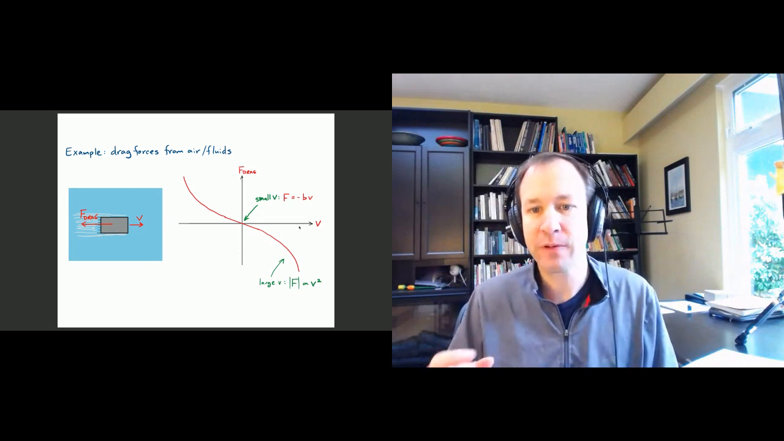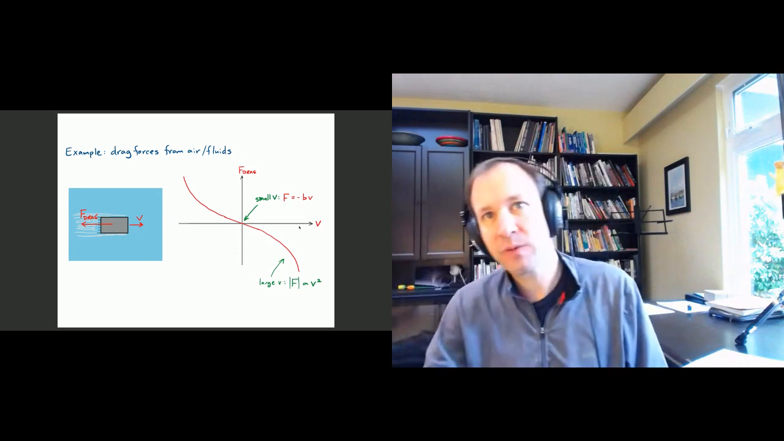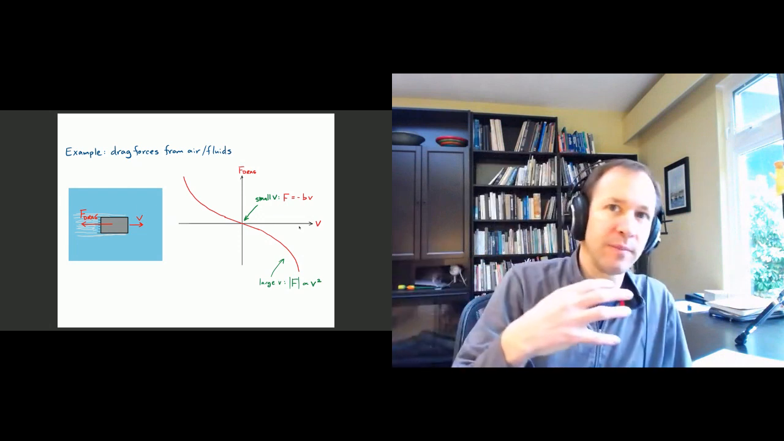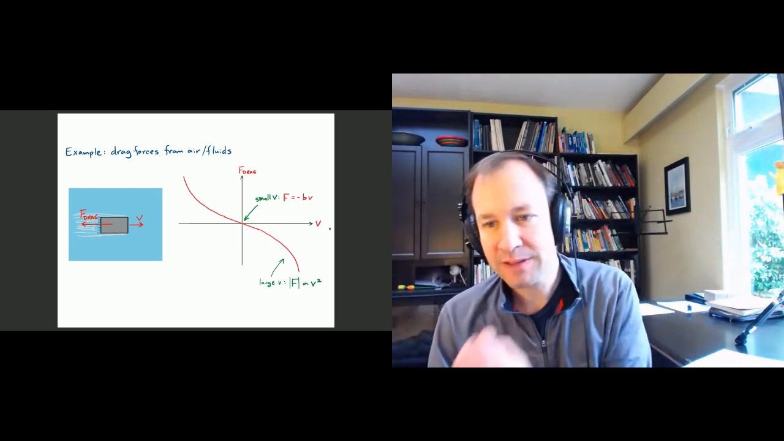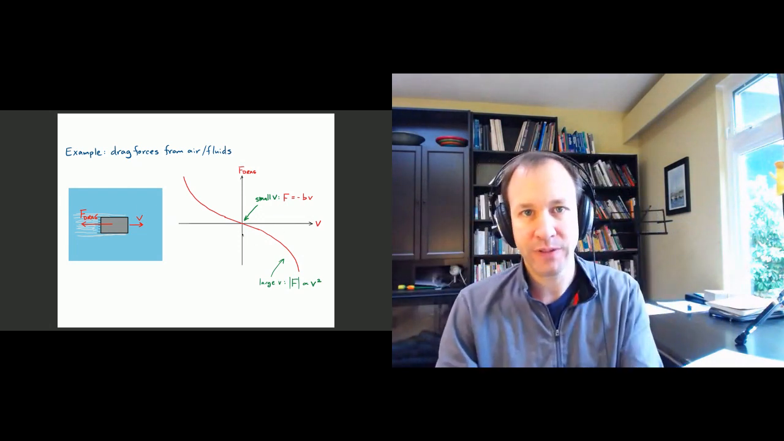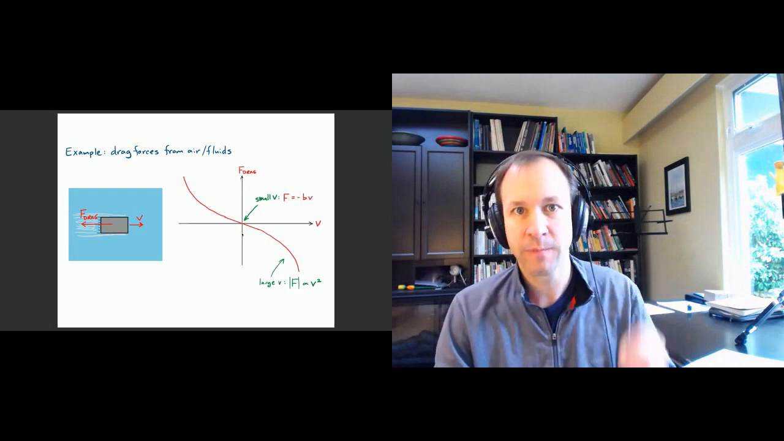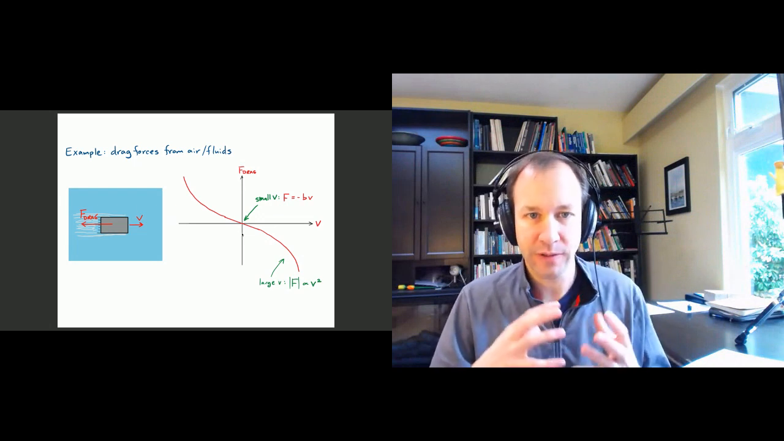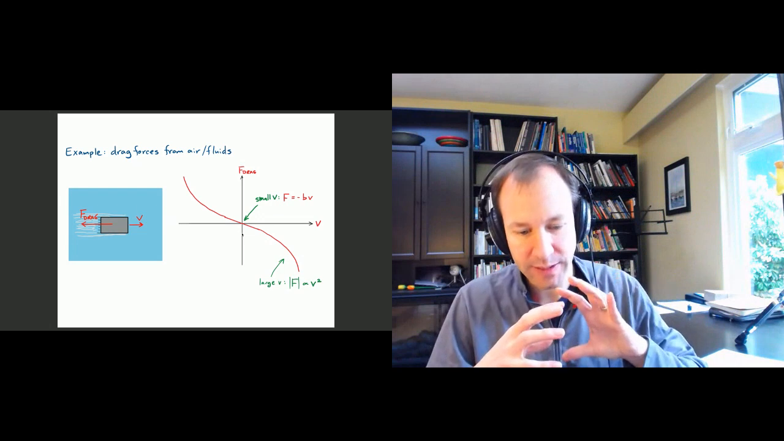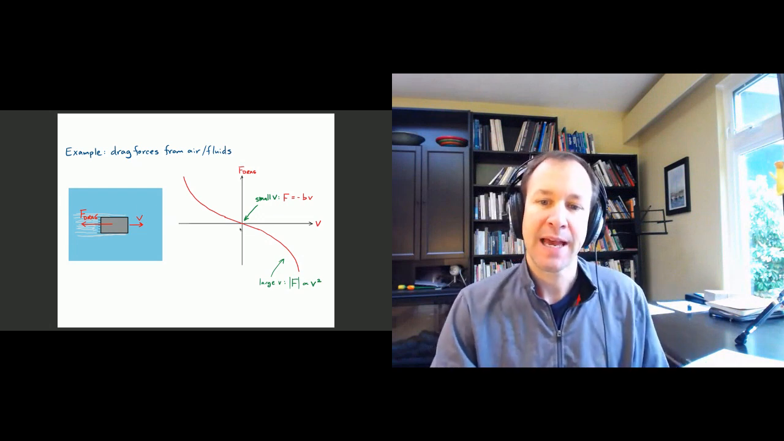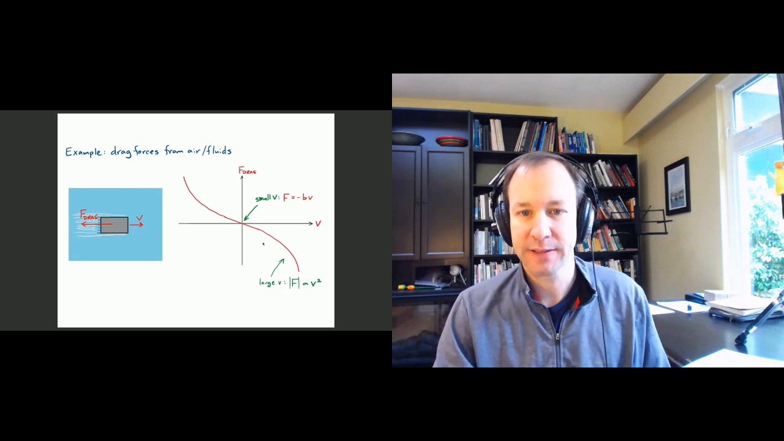So the drag forces: if you have the velocity in one direction, then your force is going to be in the other direction. If the velocity goes to zero, then the force is also equal to zero. You only have the drag forces, or the resistive forces, when the thing is moving. And so generally, we're going to expect a graph that looks like this.